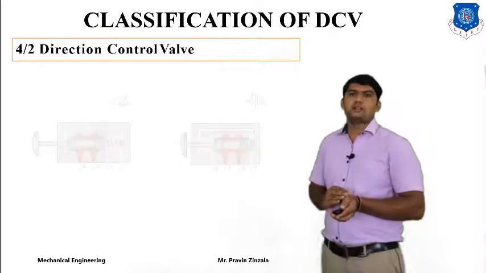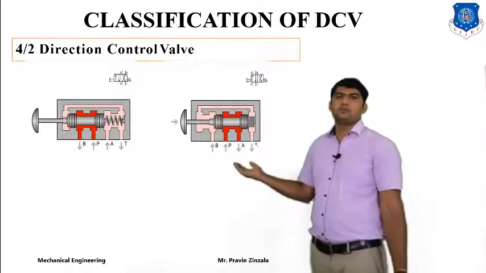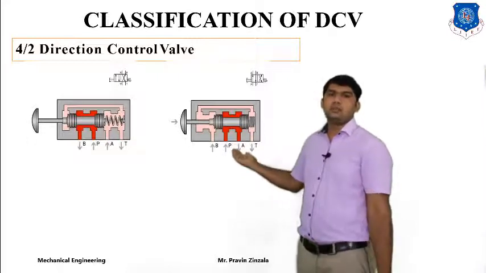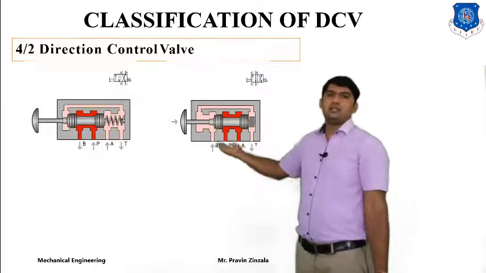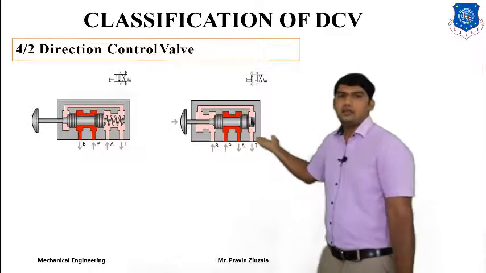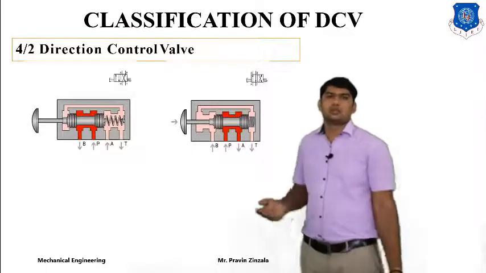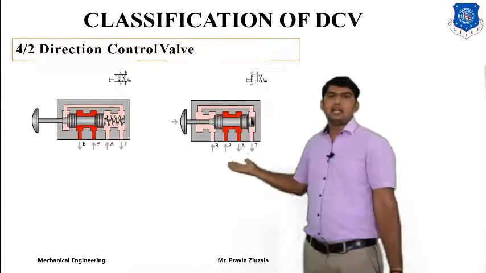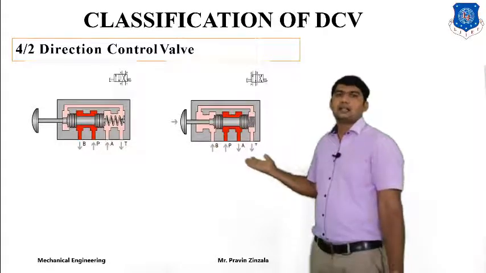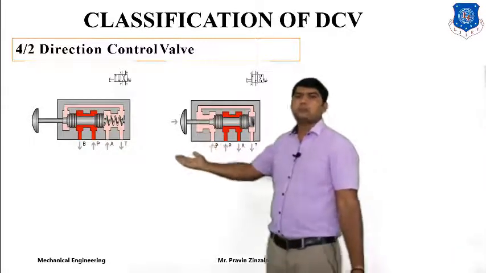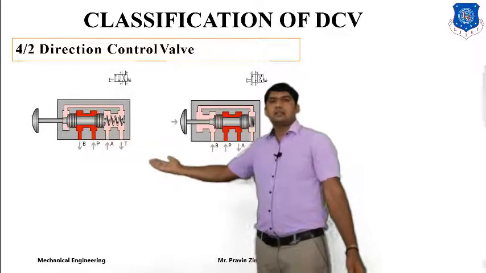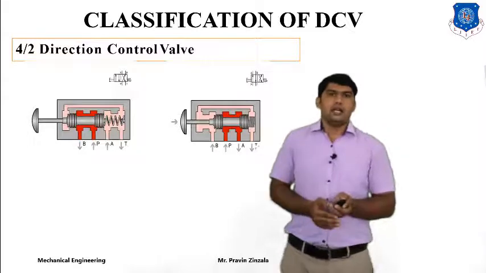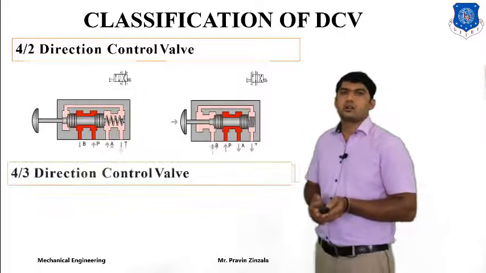Next is the 4 by 2 direction control valve, which means the number of ports will be 4: P, A, B and T. P will be connected to the pump. A and B will be connected to the cylinder. And T will be connected to the exhaust port. In the first position, fluid will pass from P to A, and at the same time fluid will pass from B to the tank. In the second position, fluid will pass from P to B, and at the same time fluid will pass from A to T. So it's called a 4 port, 2 position direction control valve.